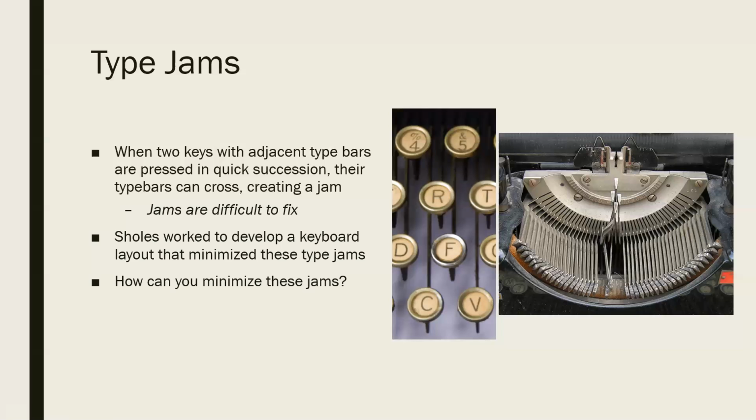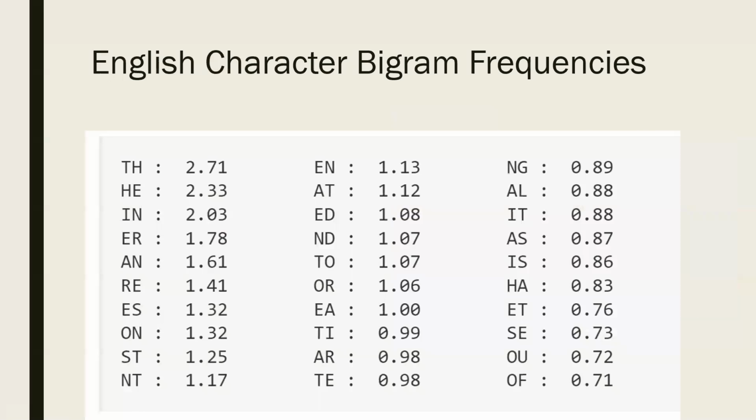Now let's think, how can we actually minimize the frequency at which these type jams occur? Well, the first idea that we can think of is that letters which occur commonly together in a particular language should not have type bars which are close to each other. For example, the letters T and H occur very frequently together in English, more so than any other letter combination. And so it would make very good sense to make sure that the type bars for T and H are not located next to each other. Otherwise, we would probably have a very high number of type jams.